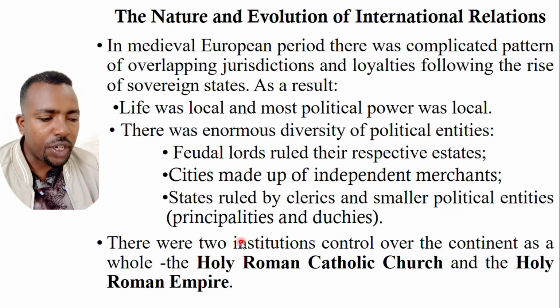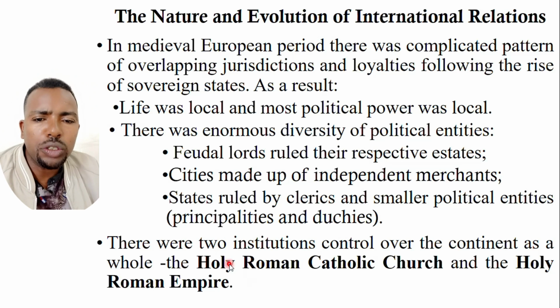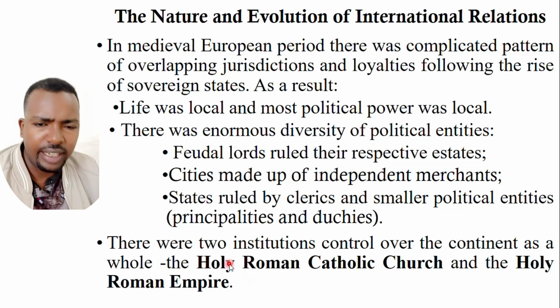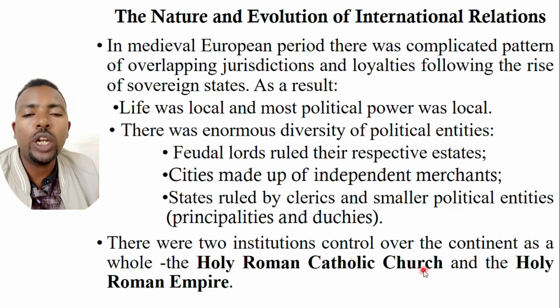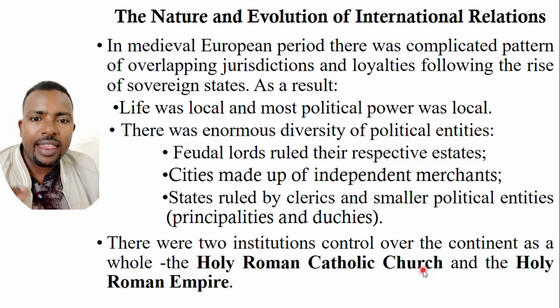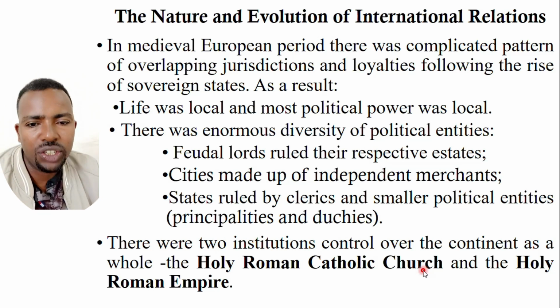At the time, we see two major and greater institutions having control of the entire Europe, even the entire world, we can say at this point. There were two institutions having control over the continent as a whole, the Holy Roman Catholic Church and the Holy Roman Empire. These two institutions were considered universal institutions dealing with all human issues. So, in detail, we are going to look at how these two main institutions played their significant role.